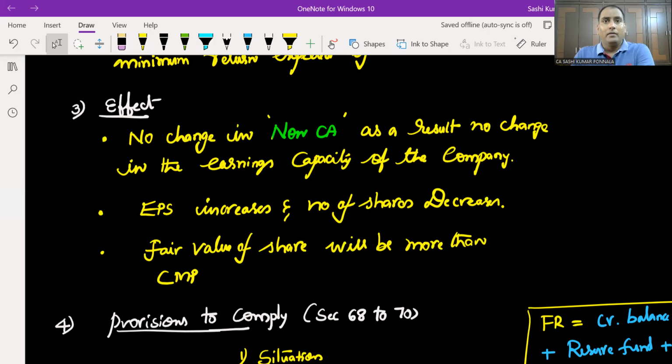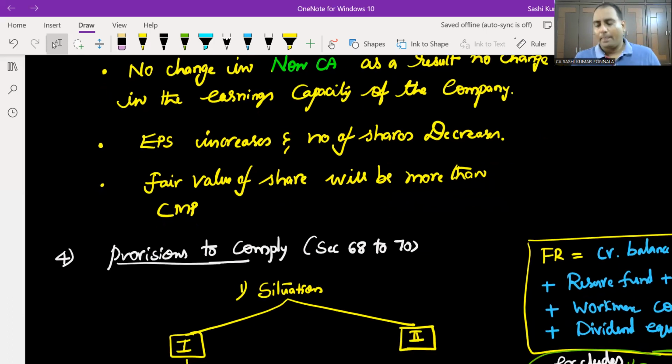Therefore, profit comes from the revenue, revenue comes from the assets. So if there is no change in the asset composition, there is no change in the revenue, there is no change in the earning capacity. Therefore, buyback has no effect on the earning capacity of the company. The company will generate the same amount of profit as it has done before the buyback of shares. Therefore, before and after buyback of shares, the earnings of the company remain the same.